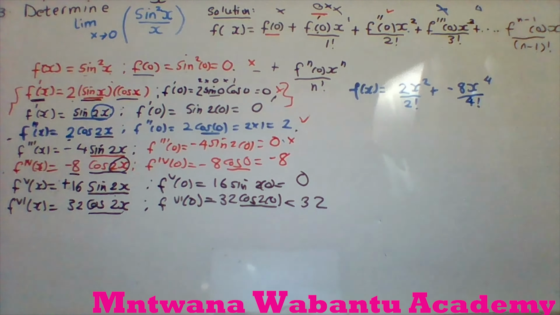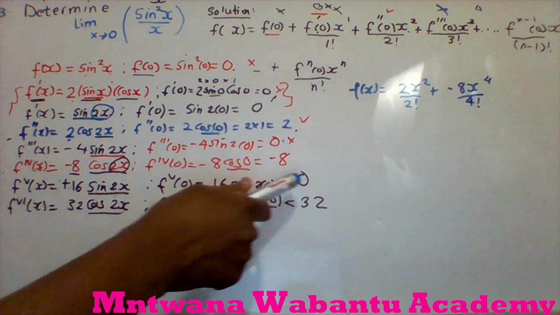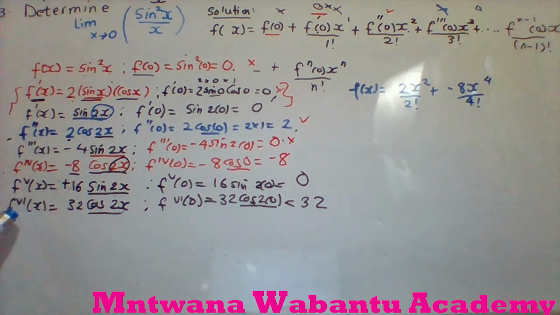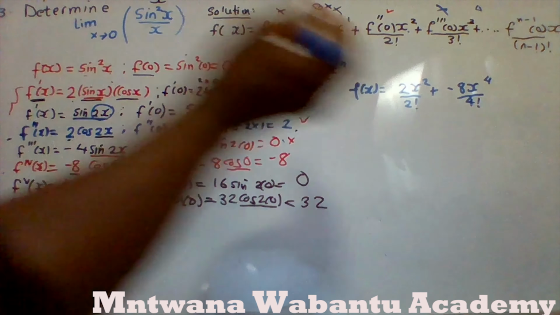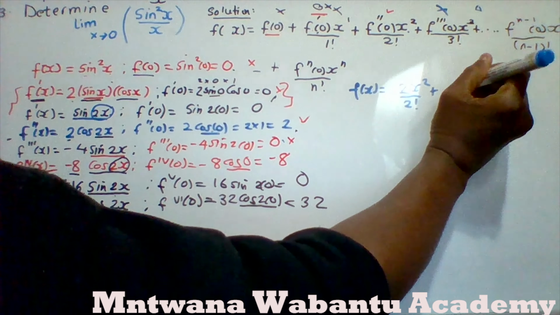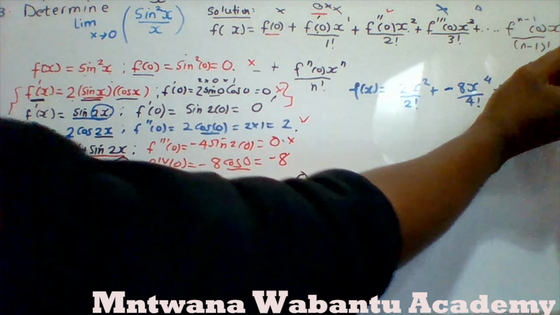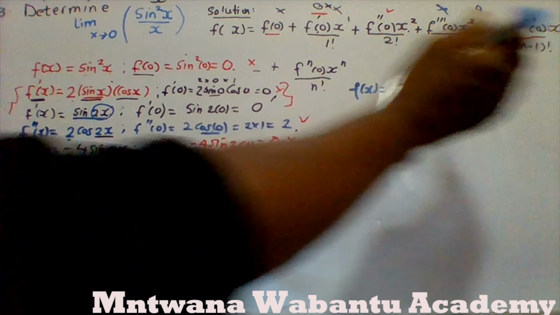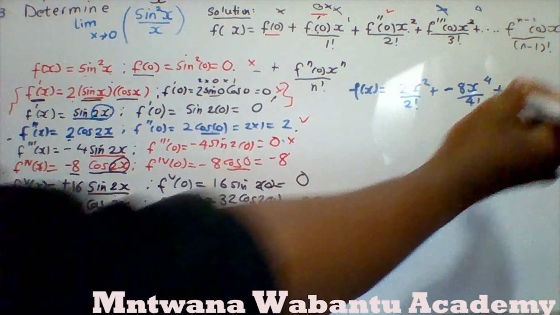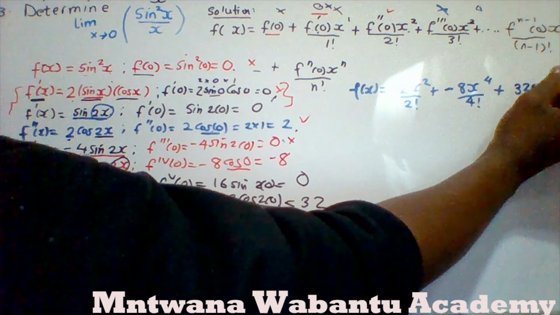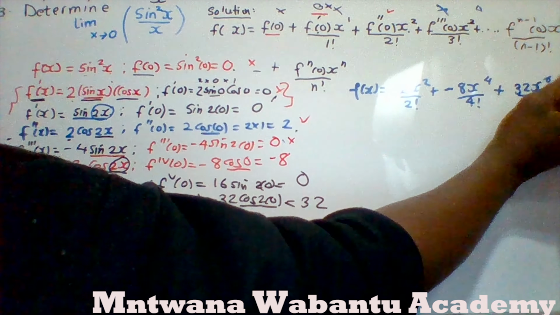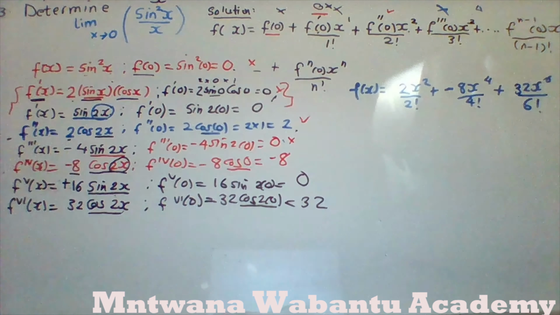Now the fifth derivative is 0, so I'm not going to bother with it. I'll go to the sixth derivative, which is equal to 32. So now I'll say plus, remember the previous term is negative, you know what I'm saying? Plus the sixth derivative, which is equal to 32. So I'll say my 32 x to the power 6, divided by 6 factorial. And that's the end, man.